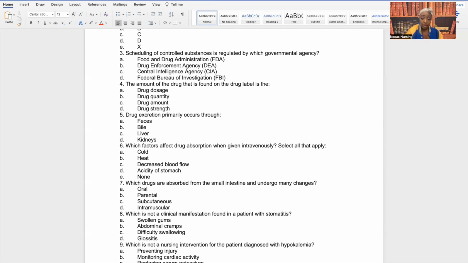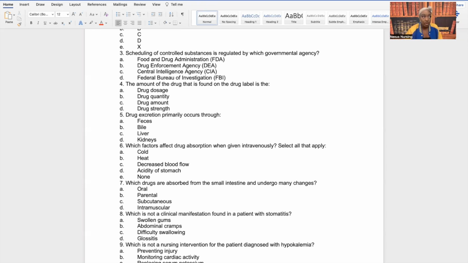Number eight, which is not a clinical manifestation found in a patient with stomatitis. A, swollen gums. B, abdominal cramps. C, difficulty swallowing. D, glossitis. And the correct answer choice is B, abdominal cramps. That has nothing to do with stomatitis.